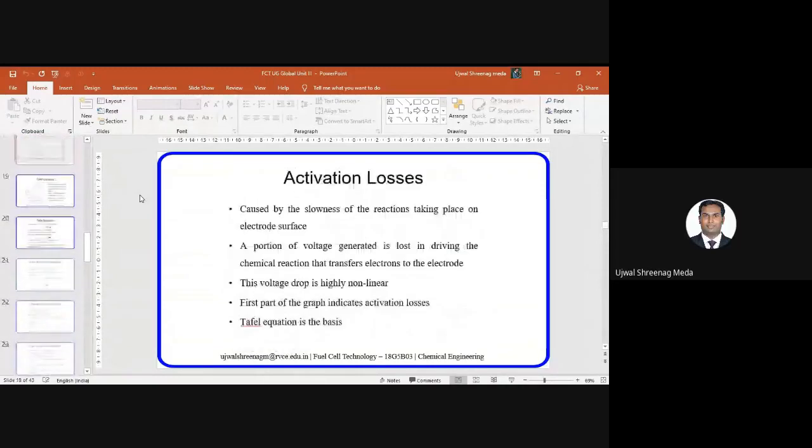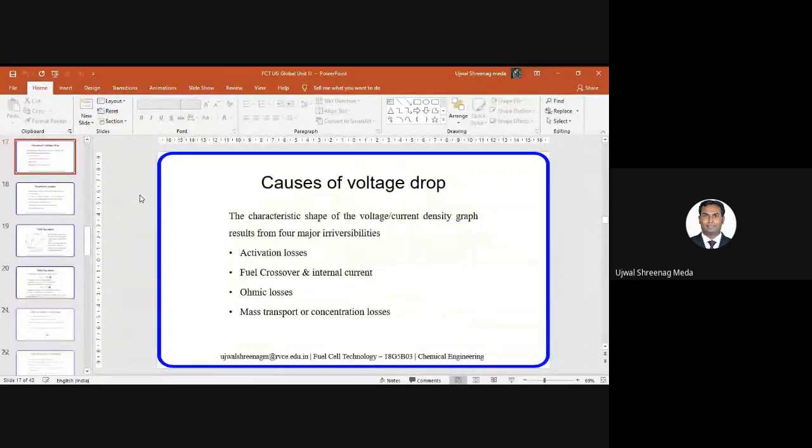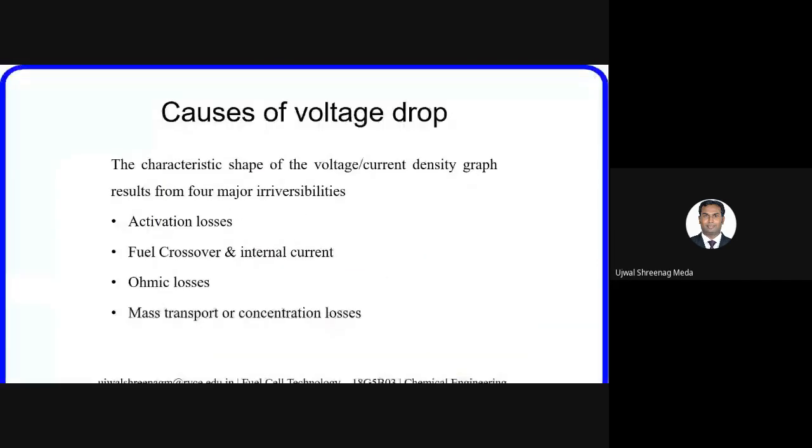In the last class, we were discussing the types of losses associated with the fuel cell, and we discussed activation losses in detail. As a brief recap, what are these four losses? Activation losses, fuel crossover and internal current, ohmic losses, and mass transport or concentration losses. These are the four types of losses associated with any fuel cell.